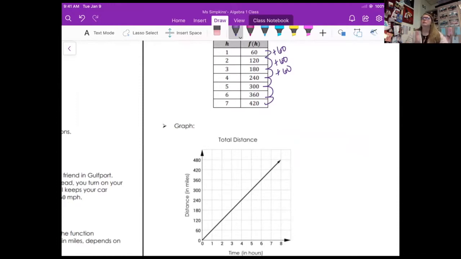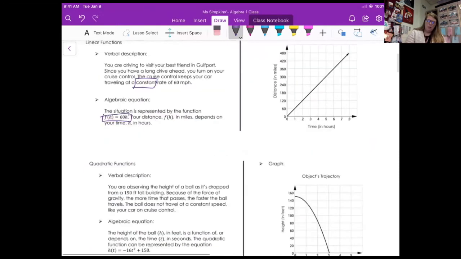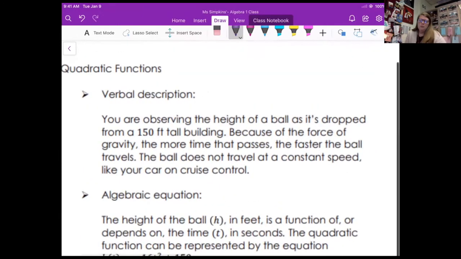That was like parabolas. That's what we just finished. If I look at this word problem, you are observing the height of a ball as it is dropped from a 100-foot tall building. Because of the force of gravity, the more time that passes, the faster the ball travels. The ball does not travel at a constant speed like your car in cruise control. The one key thing is gravity. If there's gravity involved, it's going to pull that object faster after a certain amount of time. That's what creates that parabola shape.